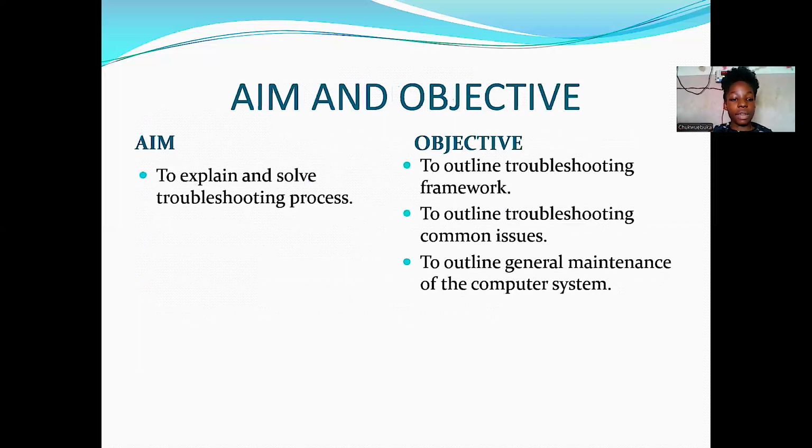Aim and objective. Aim: to explain and solve troubleshooting process. Objective: 1. To outline troubleshooting framework. 2. To outline troubleshooting common issues. 3. To outline general maintenance of the computer system.